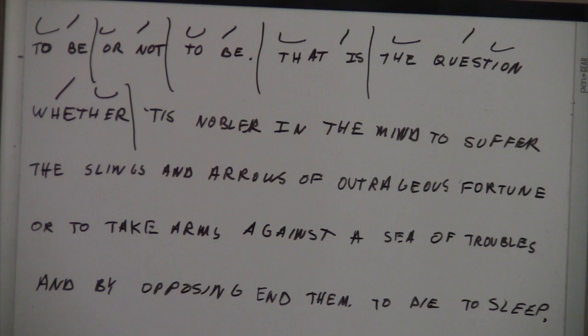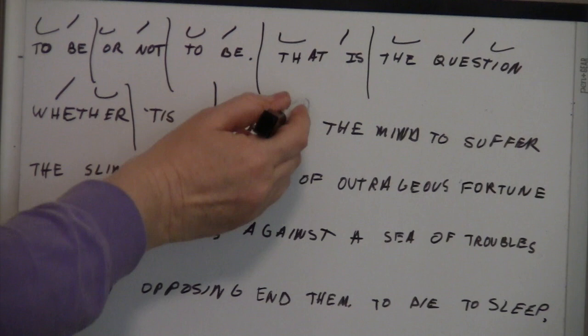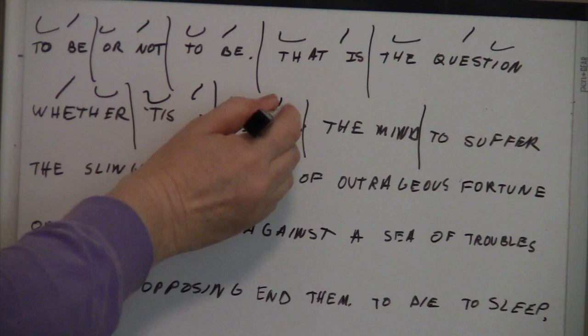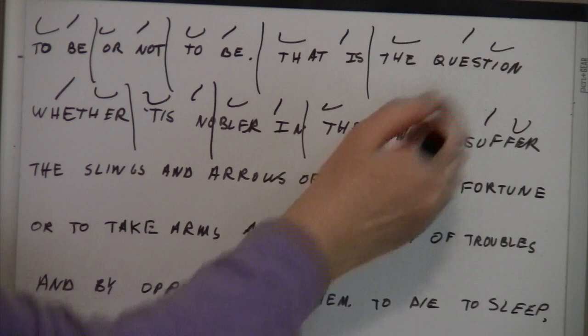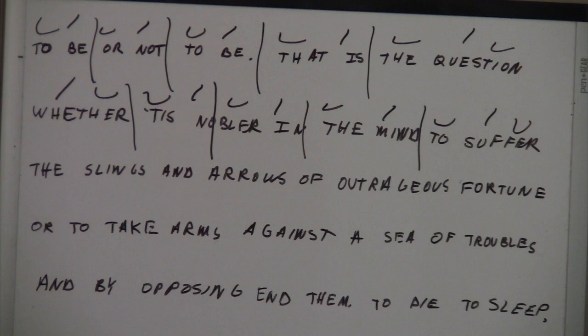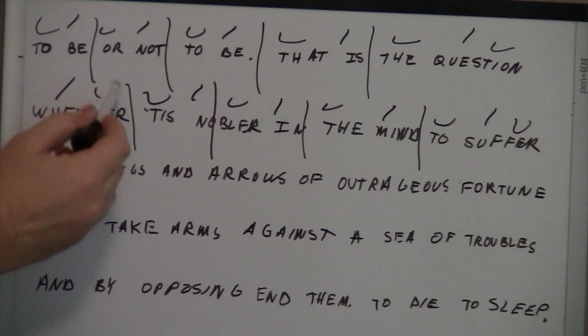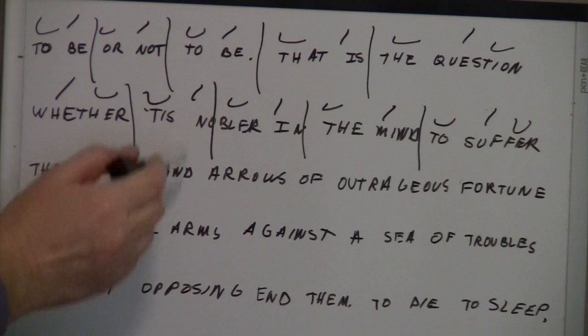Tis no blur in the mind to suffer. And you see you have that feminine ending there, bum bum ba, where it ends on an unstressed syllable. Now, when you have a trochaic beginning, you go right back to iambic. So the rhythm is bum bum bum ba. Now, let's just take a look at this line for a second.